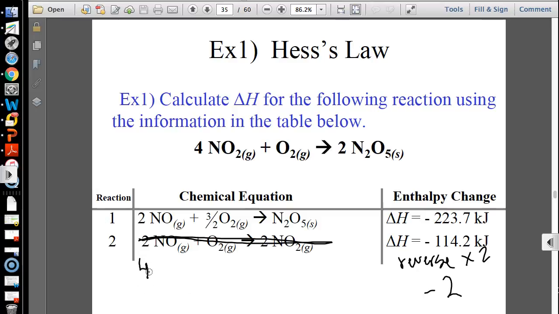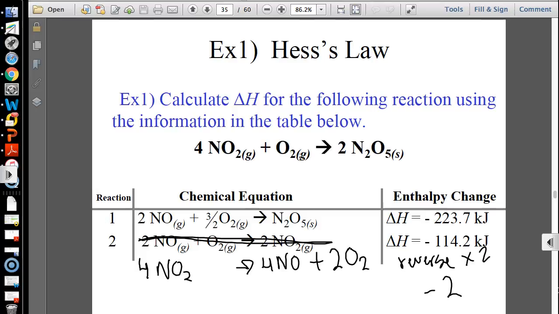So I have 4 NO2, and it does matter if it's a gas and stuff, but just for sake of room, I'm not going to write that. And I'm going to kind of line it up like in math class, right? Like I'm not lining up decimal places, but I'm going to line up my yield signs. And then that gives me 4 NOs plus 2 O2s. All right? Now, that takes care of my nitrogen dioxide.